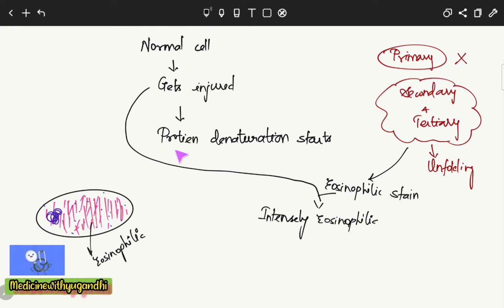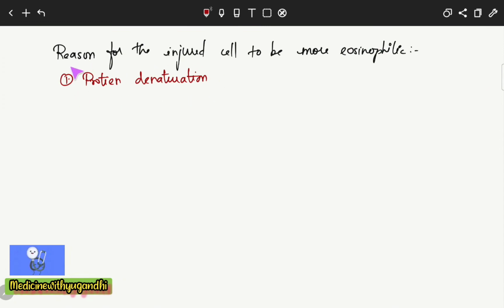Of course, protein denaturation is not the only reason for the cell to be more eosinophilic. There are some other reasons also. The first and foremost reason is protein denaturation. Whenever a protein undergoes unfolding, it binds to more and more of the eosin stain and contributes to the eosinophilic appearance of the injured cell.